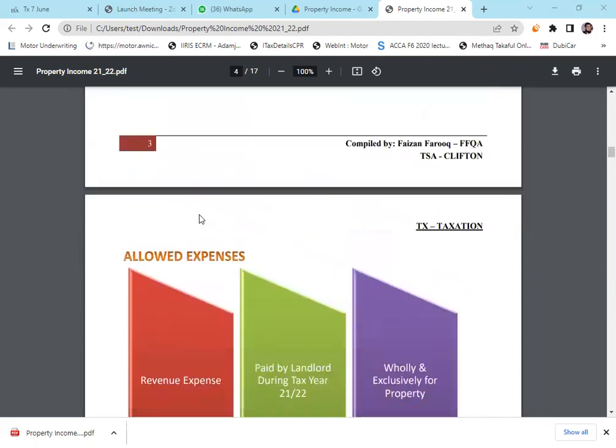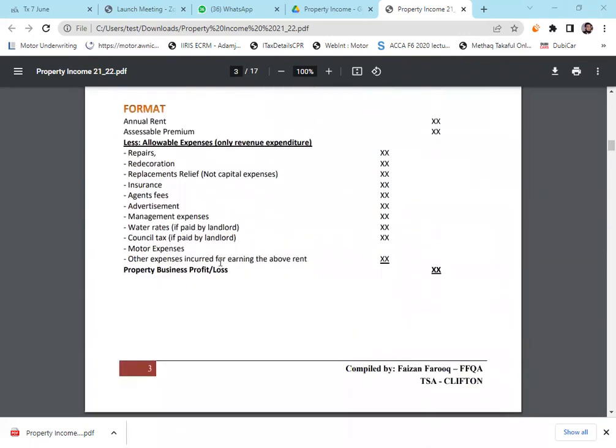For example, you can see repairs. Repair is a revenue expense. Redecoration, redecorating anything, is also a revenue expense. Replacement. Now, very carefully, replacement of asset. You have an AC unit and you are replacing it with the same technology, same item, same thing. So it's a revenue expense, it's not a capital expense.